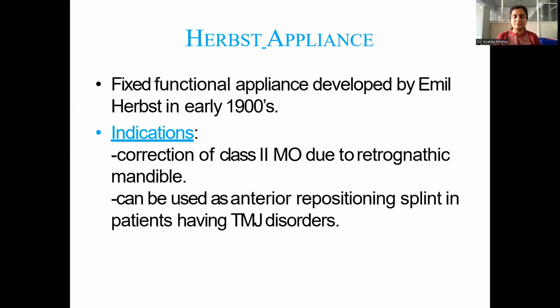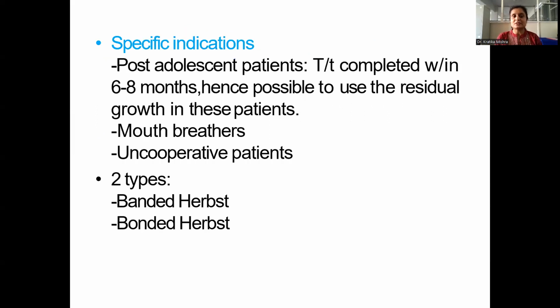Next appliance is the Herbst appliance. That is a fixed functional appliance developed by Emil Herbst in 1900. Indications are correction of class 2 malocclusion due to retrognathic mandible, and it can be used as an anterior repositioning splint in patients having TMJ disorders. Specific indications are post-adolescent patients, that is treatment completed within 6 to 8 months, making it possible to use the residual growth of these patients, mouth breathers, and uncooperative patients.